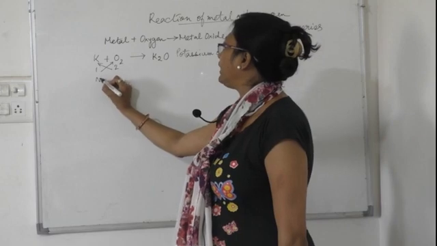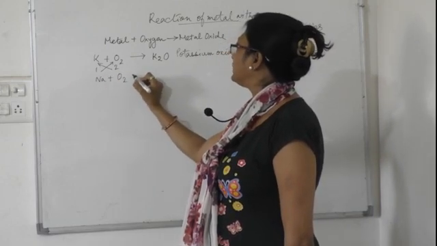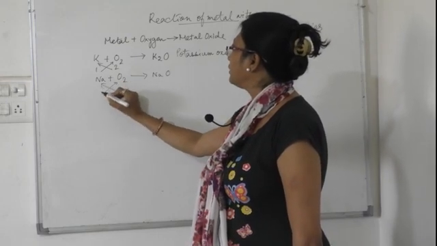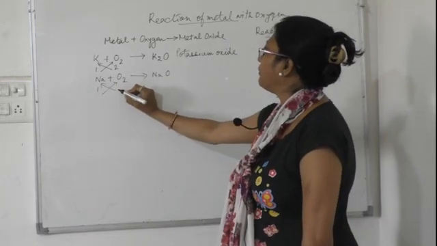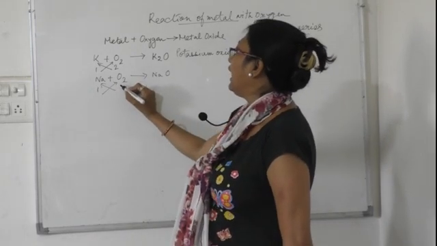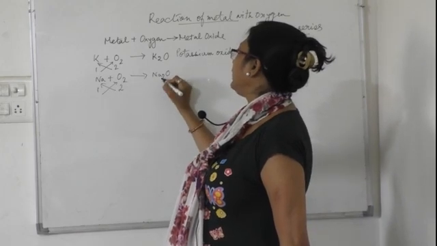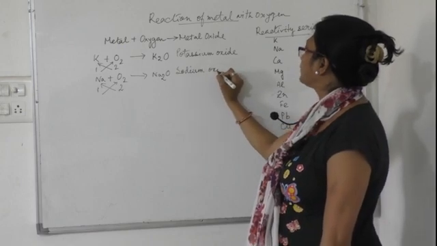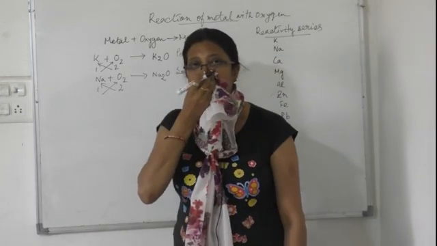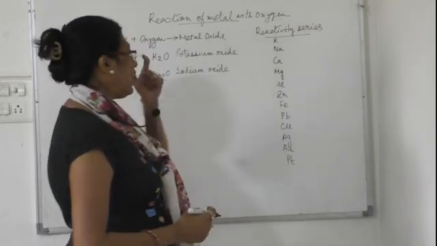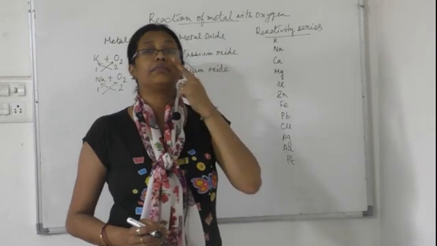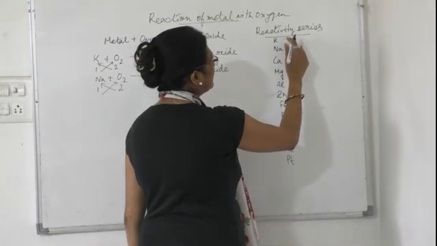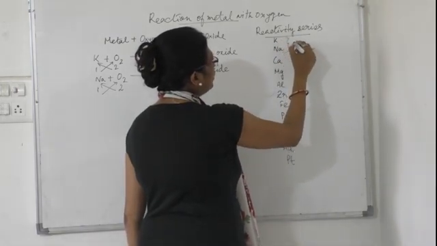Next we are having sodium plus oxygen, again NaO. Again the valency of sodium is 1 and the valency of oxygen is 2, then Na2O, sodium oxide. Now these two are the most reactive metals. That means they react in room temperature only.